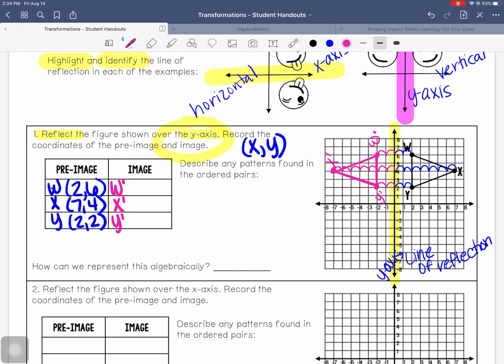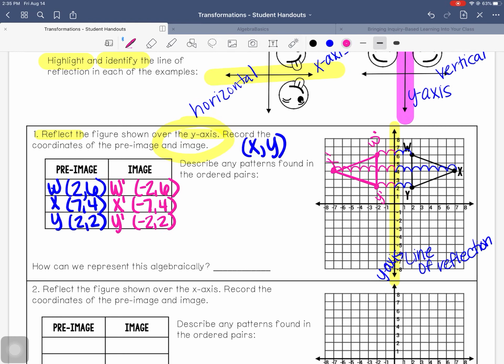W prime is negative 2. So if you look, you went to the left of the y-axis. That is why we have a negative 2, because you went backwards or left. The next one we have is X prime at negative 7, positive 4. Yep, we went left 7 and up 4. So that's how we got negative 7 and positive 4. And Y prime is to the left 2, so negative 2, up 2.